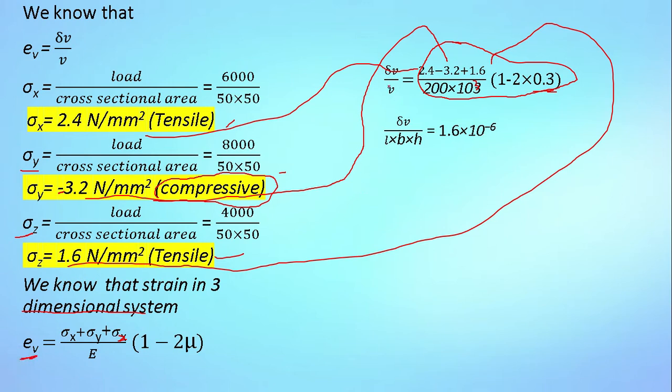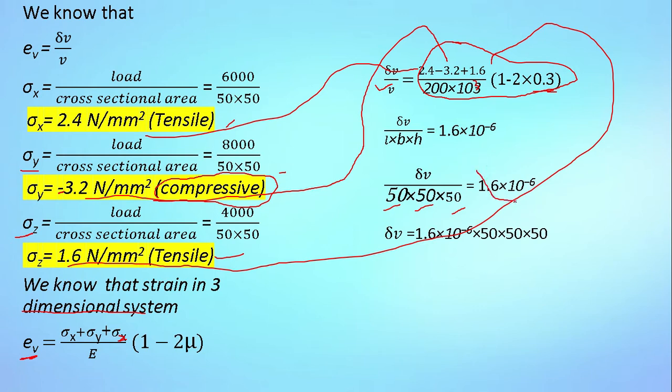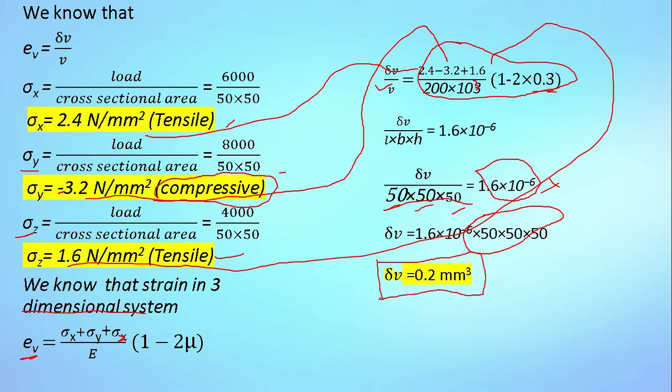Volumetric strain we can also write as del V divided by V. We know the volume of cube is equal to length multiplied by breadth multiplied by height. So after putting length, breadth and height, the change in volume is equal to this equation multiplied by this term. So change in volume is equal to 0.2 mm cube.